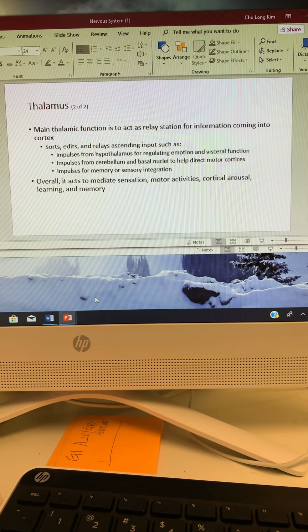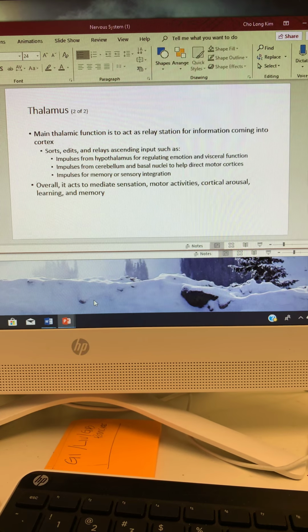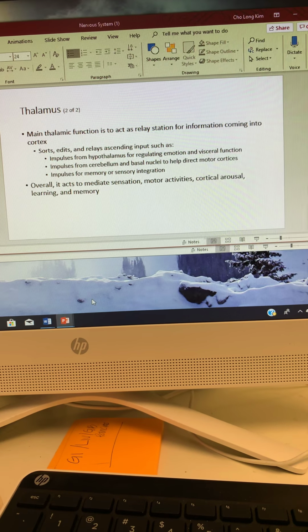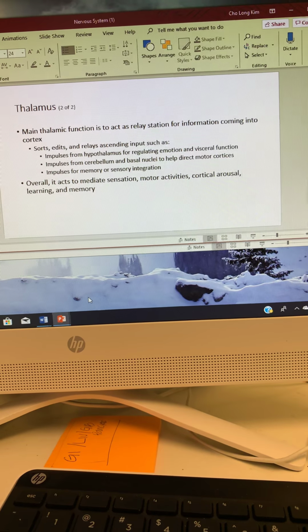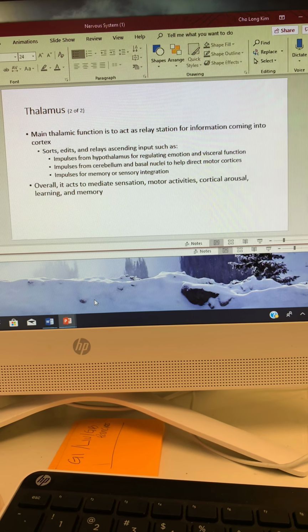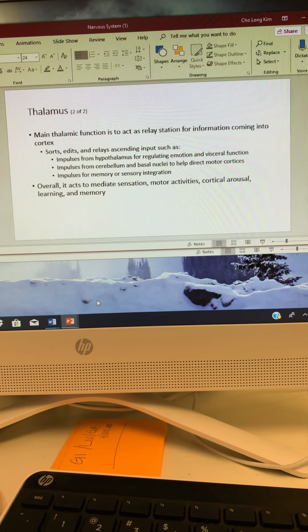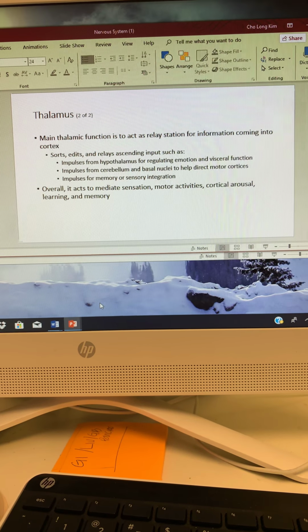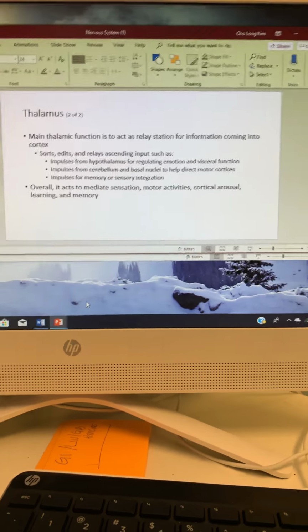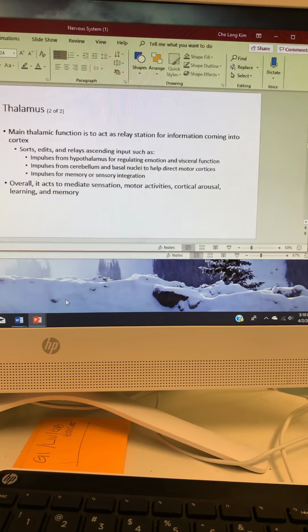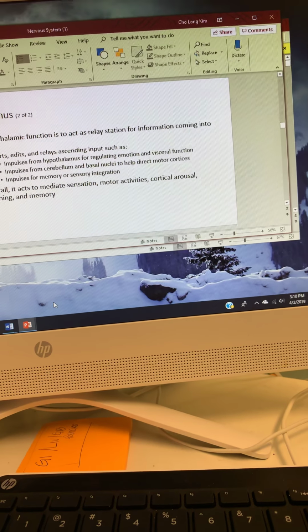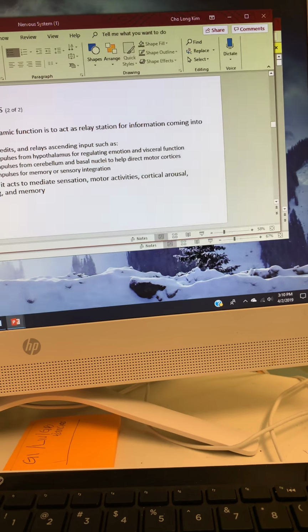It sorts and edits and relays the ascending input, such as stuff from the hypothalamus for regulating emotion and visceral function, impulses from the cerebellum and the basal nuclei that help direct motor cortices, and impulses for memory or sensory integration. Overall, it acts to mediate sensation, motor activities, cortical arousal, learning, and memory.